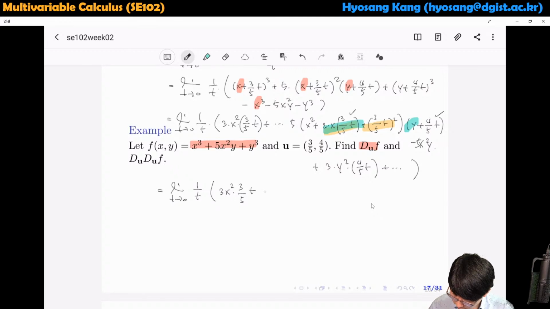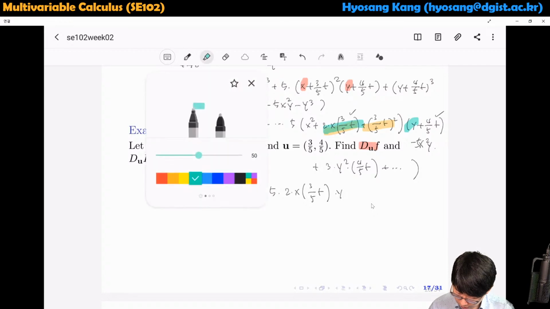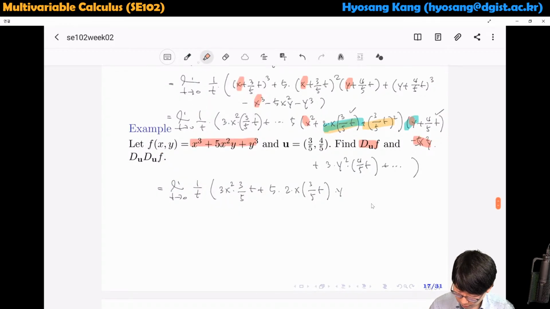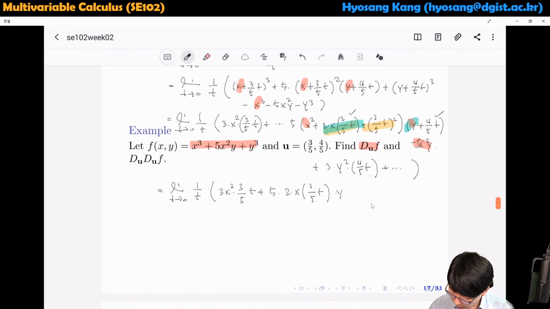3/5t plus 5 times 2 times x 3 over 5t times y. So this part is cancelled out already. This part. So this one and this part cancelled out. And also the 3 times y squared 4 over 5t.